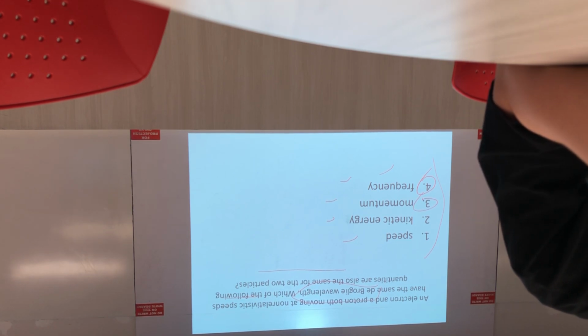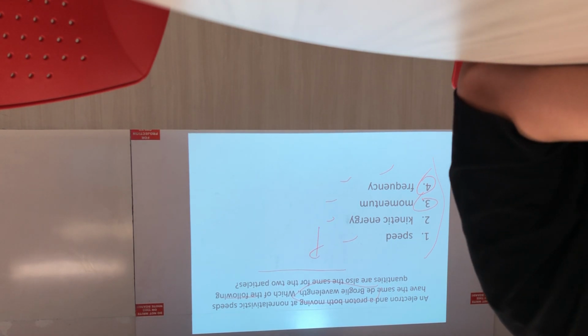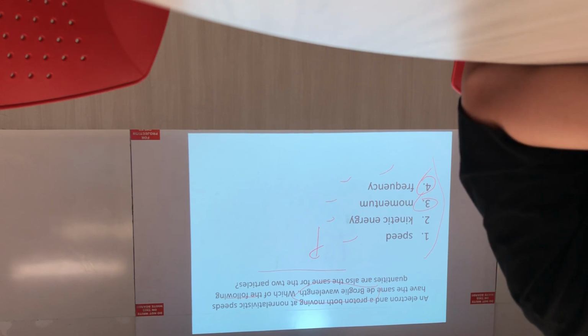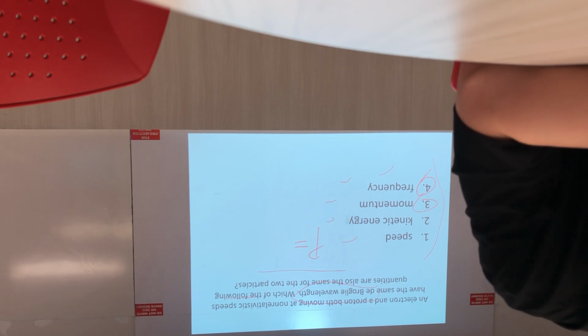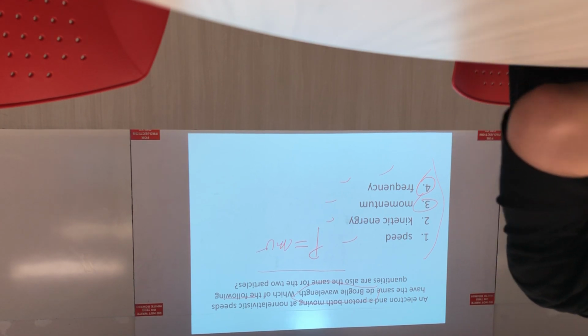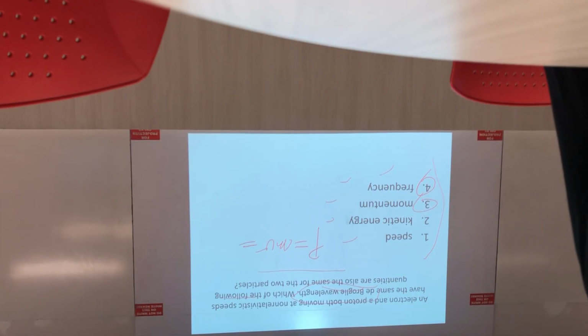So, we learned that the momentum in classical physics is mv, isn't it? And through the de Broglie wavelength, this is now related to the wavelength as this. So obviously from this you can see that if the wavelength is the same, then the momentum is going to be the same.